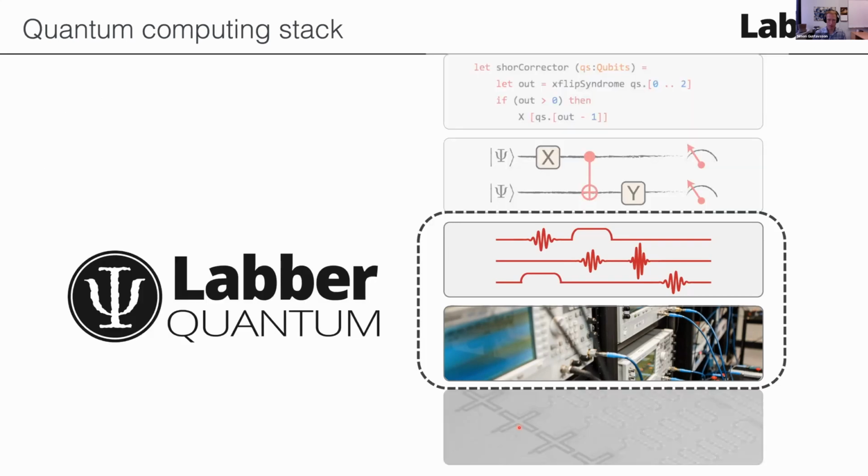And our solution lives in this space in between the abstract gates and the physical quantum hardware. So we take care of the generation of specific control waveforms and upload them to the classical hardware, which then will apply these pulses and waveforms onto the quantum devices at the bottom of the stack.